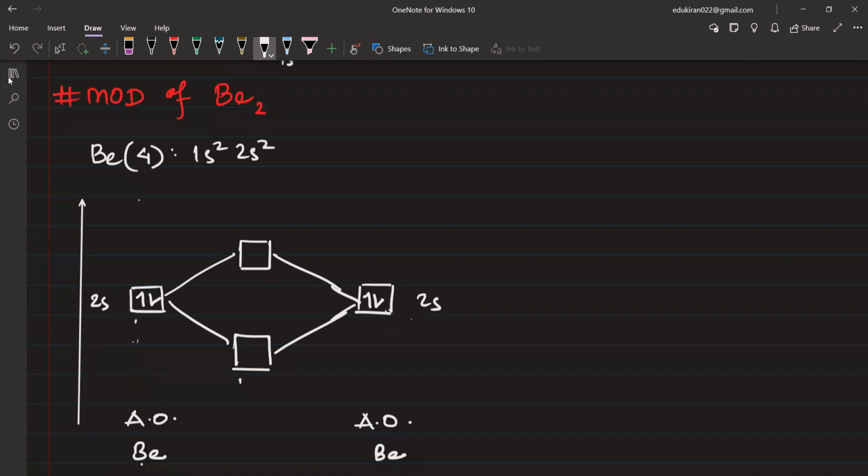4. Yes, very good. Before that, what is the name of this molecular orbital? Sigma 1s. No, this sigma bond is formed from which atomic orbital? 2s. Yes, Iram, 2s. And the sigma star will also be from 2s.